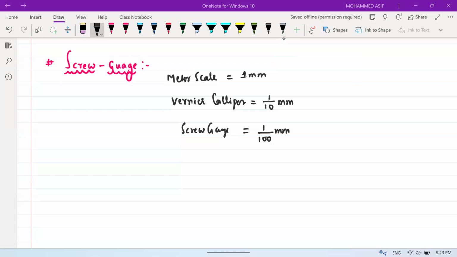चलो, तो क्या कंडीशन था बेटा? स्क्रू गेज में से पहले मीटर स्केल कितने तक मेजर कर सकते हैं अपन? 1 mm. वेनियर कैलिपर से 1 by 10. स्क्रू गेज से उससे भी छोटी मेजरमेंट कर सकते हैं अप टू 1 by 100 mm.